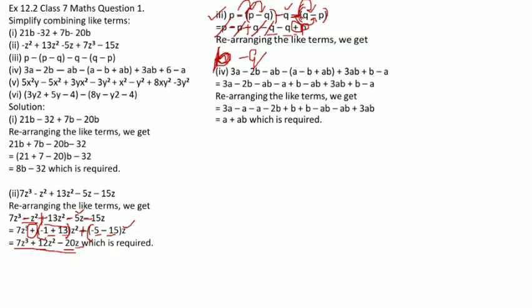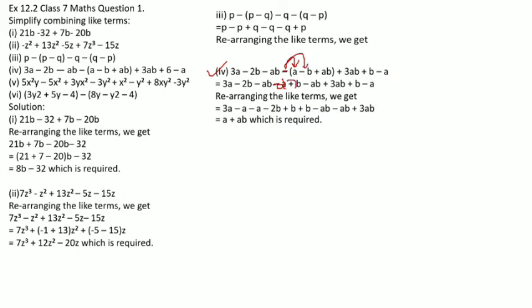Now come to the fourth one. In this fourth one, you can see 3a is the term, then minus 2b, minus ab, then this minus is followed under the bracket. So minus a, copy this a, I have written here a, then again this minus and this minus will become plus, minus minus plus.